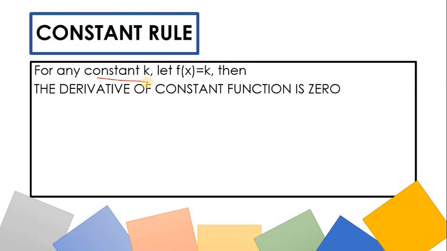Okay, so let me give you this example to have a clearer picture. Say for example, I have f of x equal to 35. The question is, is 35 a constant? Indeed, 35 is a constant, therefore its derivative is 0. Again, it is applicable to all.